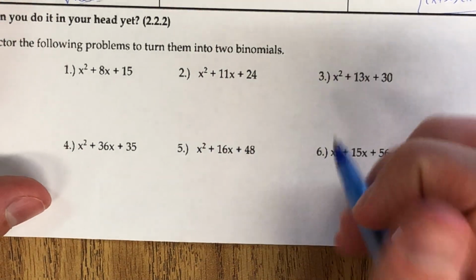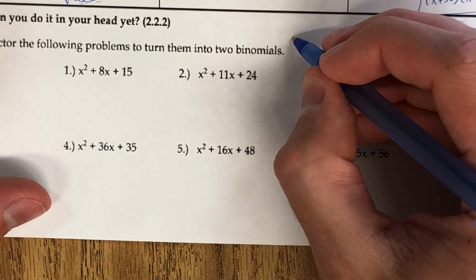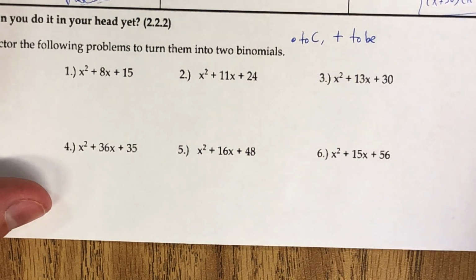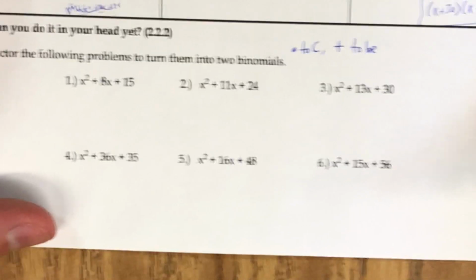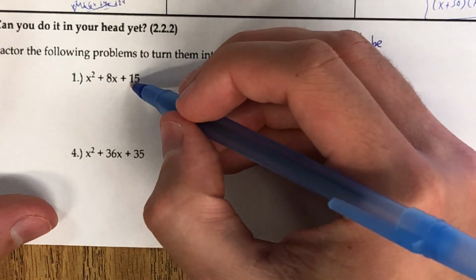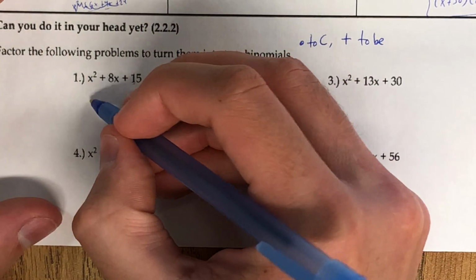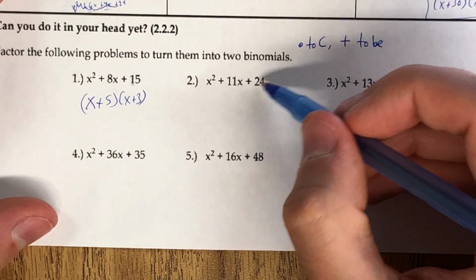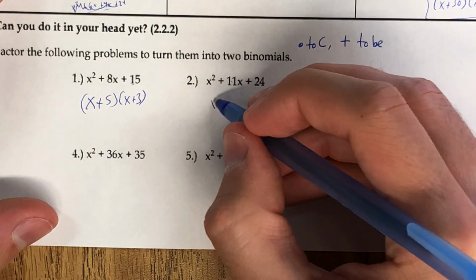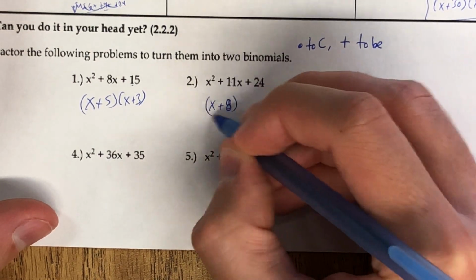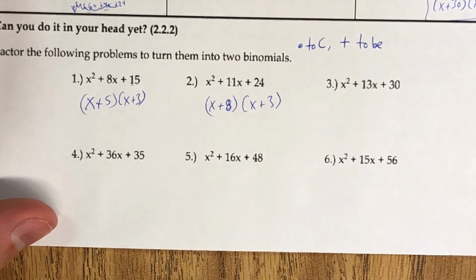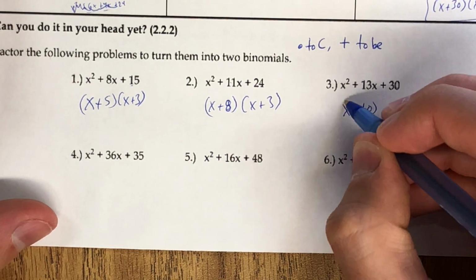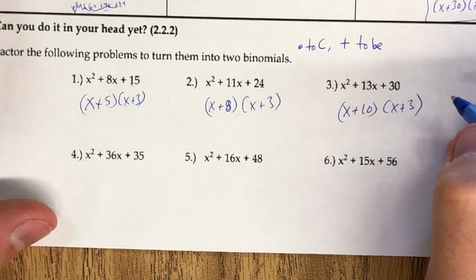Okay, we're back. So we're looking for numbers that multiply to C and add to B. For number 1, numbers that multiply to 15 and add to 8, that's 5 and 3, so we'd write it as x plus 5 times x plus 3. Numbers that multiply to 24 and add to 11 would be 8 and 3, so we write that as x plus 8 times x plus 3. Multiply to 30 and add to 13 would be 10 and 3, so x plus 10, x plus 3.